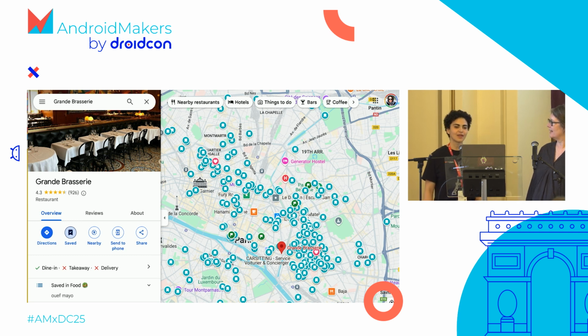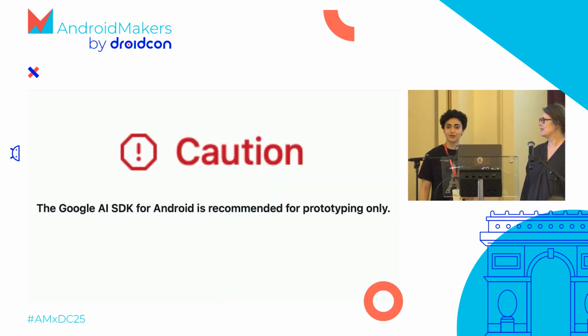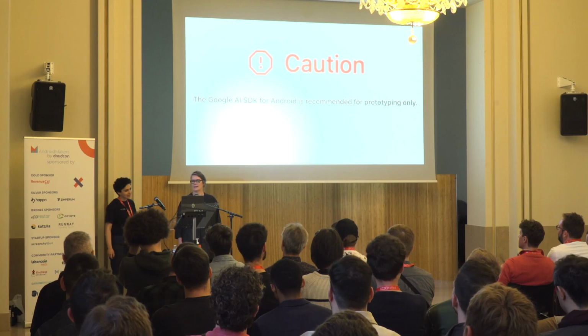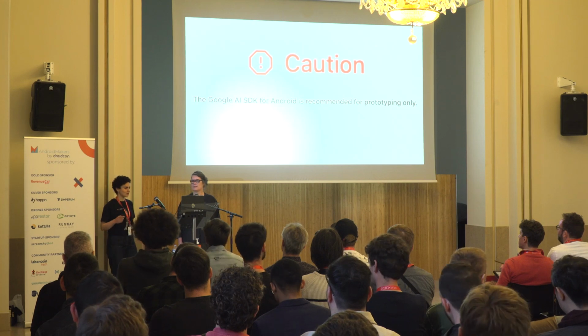Why is it hacky? Well, I use the Google AI SDK for Android to be able to quickly plug it into my Android app and just communicate with the Gemini models. And here's the big red caution in the GitHub repository. The Google AI SDK for Android is recommended for prototyping only. But anyway, I will tell you my solution.